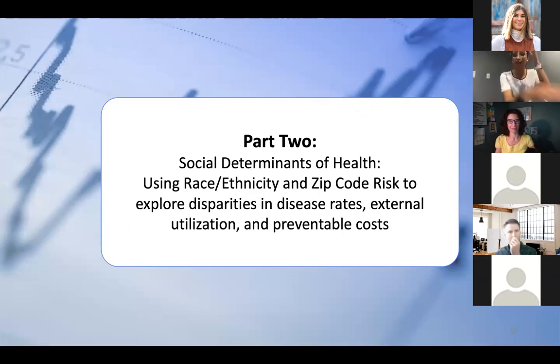Hi, I'm Isabella Henderson. I'm going to be talking about social determinants of health and how we use race and ethnicity and zip code risk to explore disparities in disease rates and external utilization, and also with that external utilization, those preventable costs.